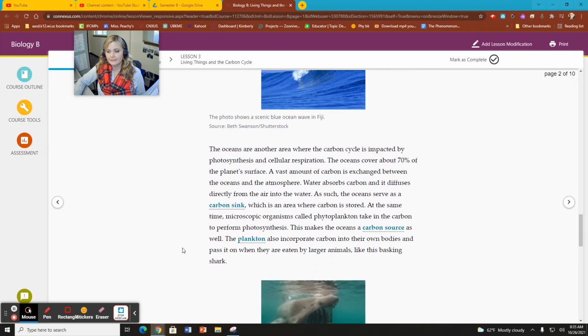And then finally, it talks about the oceans and how important they are, that they're very much impacted by the carbon cycle. They cover 70% of the planet's surface. So because they cover such a large surface area, they have a lot of exposure to the atmosphere. Therefore, they absorb a lot of carbon dioxide from the atmosphere. And it says here, it diffuses directly from the air into the water. As such, the oceans serve as a carbon sink, which is an area where carbon is stored.